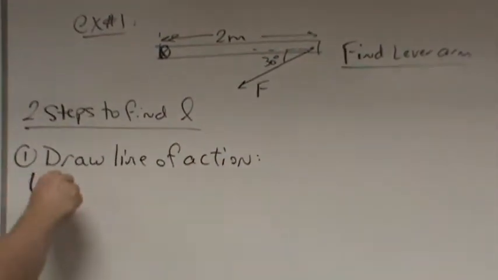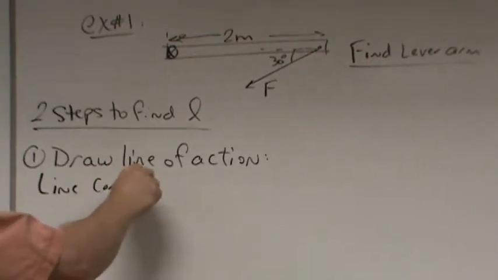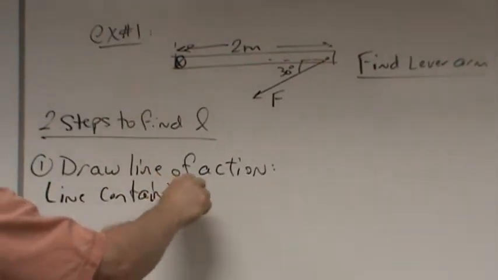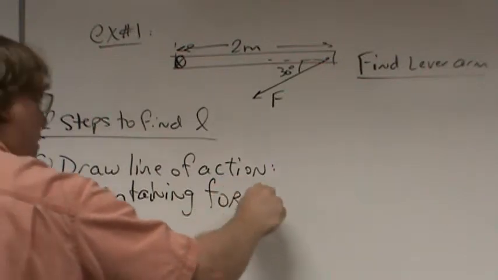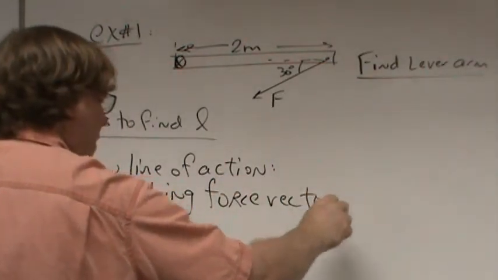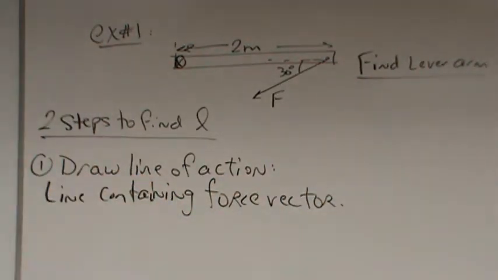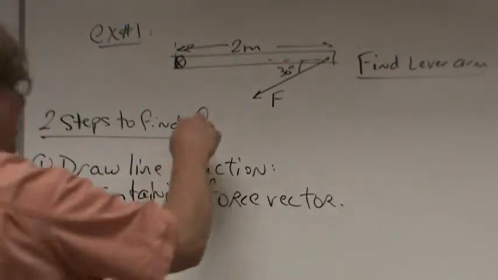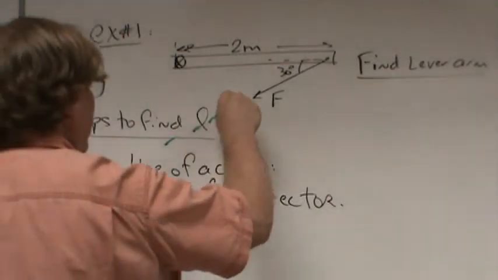That's the line containing the force vector. The line of action. It's also called the line of force. But among adults, among engineers, they call it line of action. So here we go. Here's my line of action.